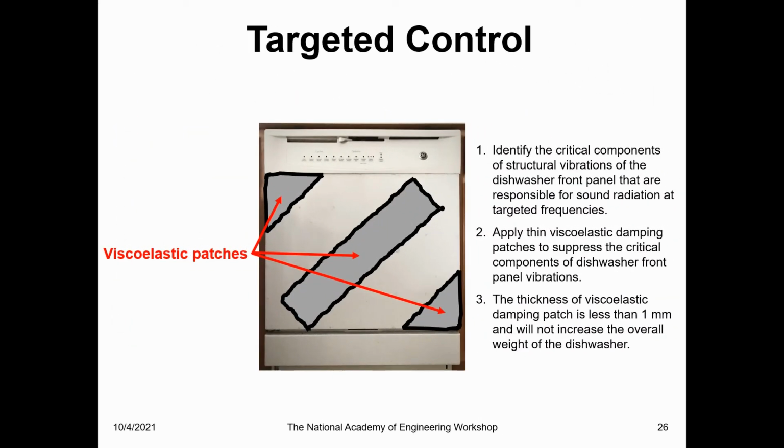Once the most critical components of structural vibrations are identified, we can use viscoelastic patches to suppress vibrations. Viscoelastic patches are typically very thin. For example, Shiloh's acoustic patches are easy to apply and their thickness can be less than 1 mm. Therefore, they will not increase the overall weight of the structure. Note that the overall structure weight can be critically important in the aerospace and automobile industries.